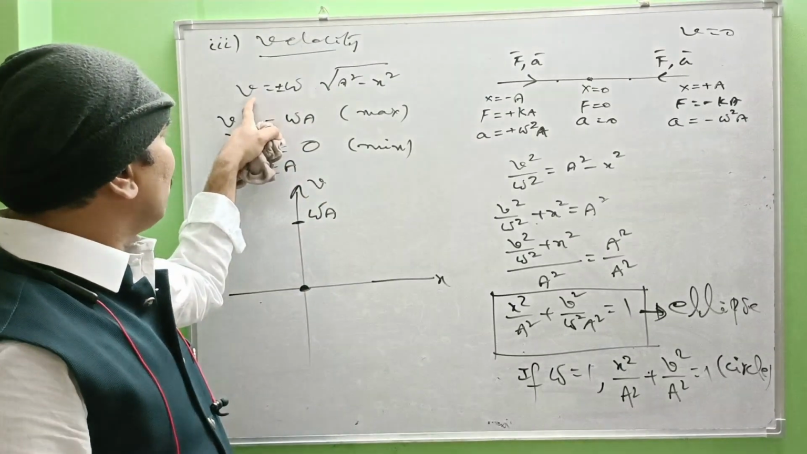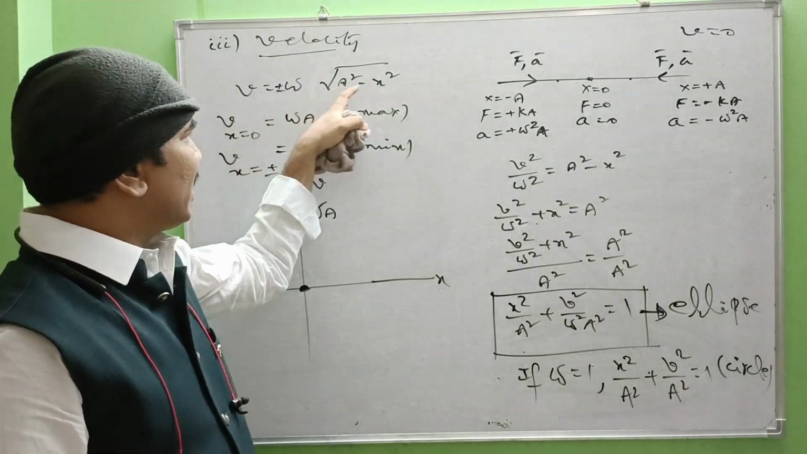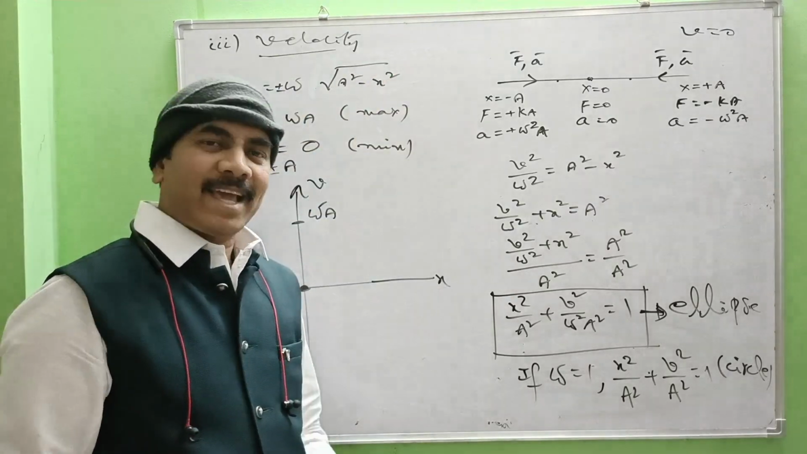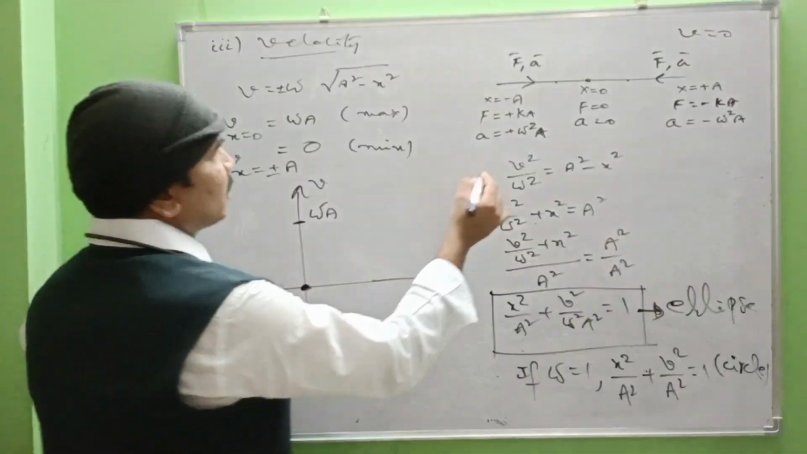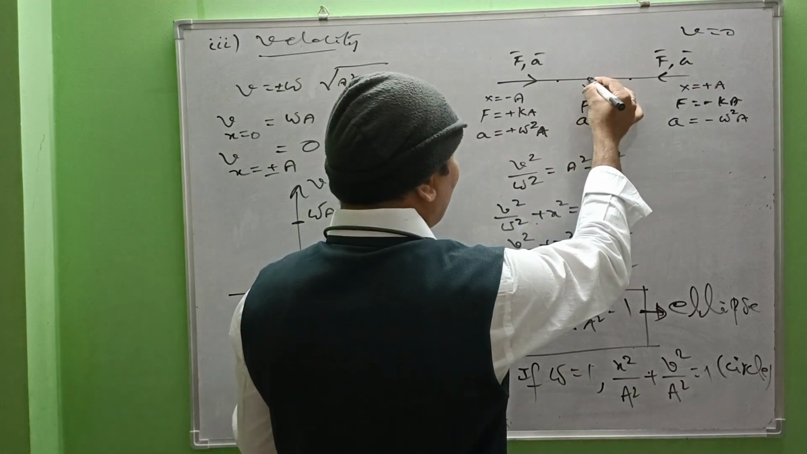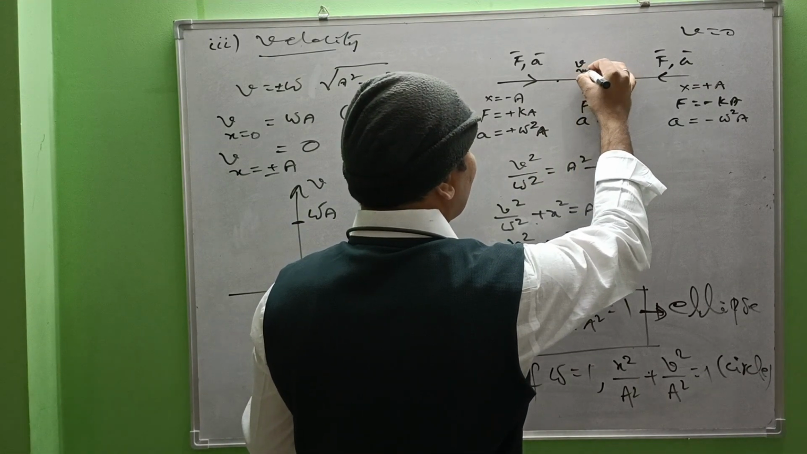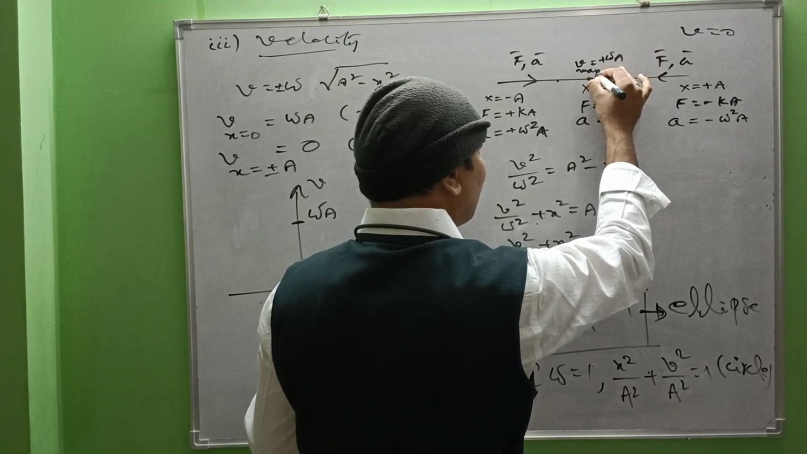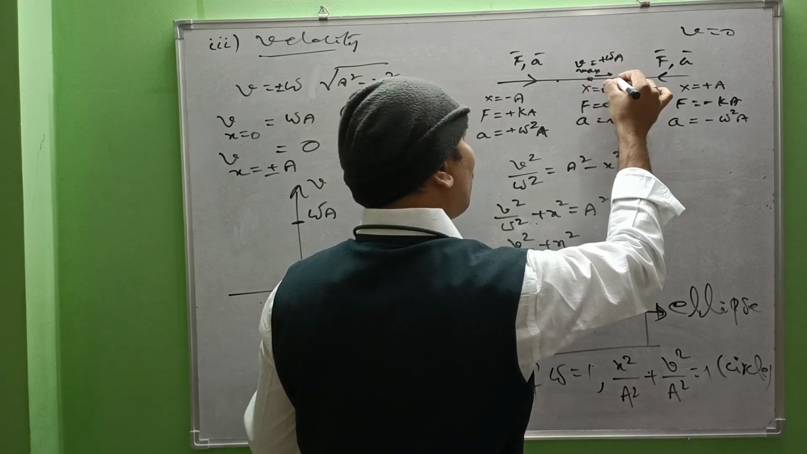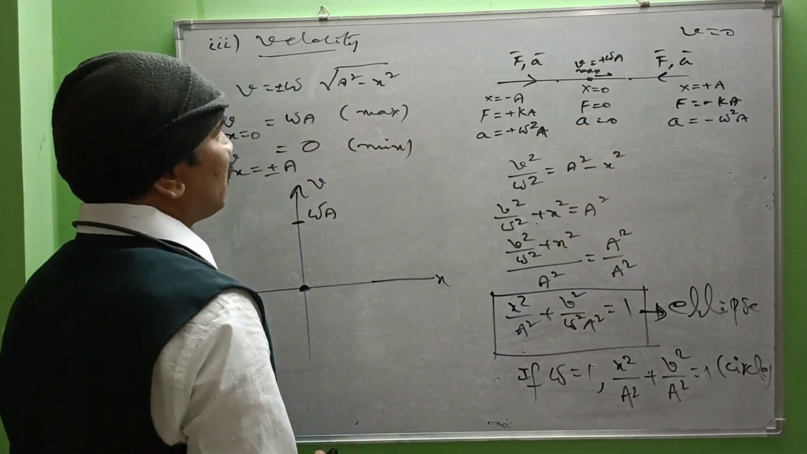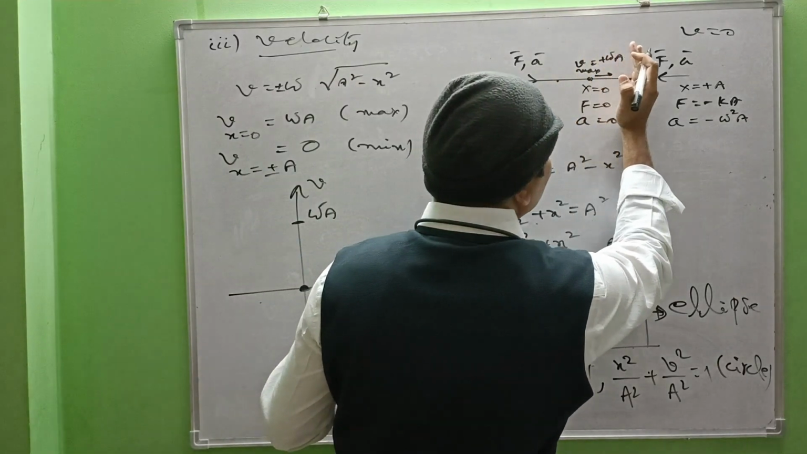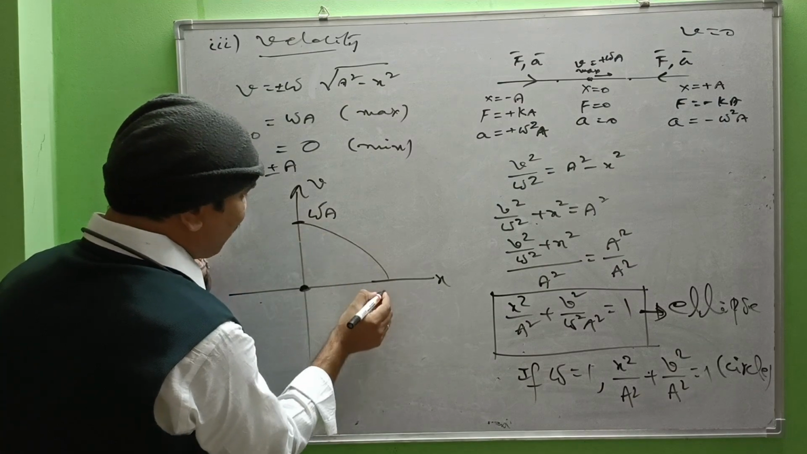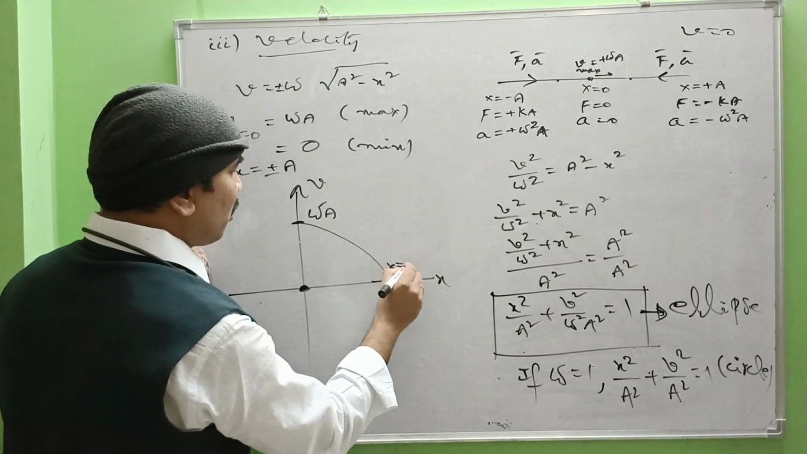In derivation, we have v square equal to omega square into a square minus x square. This implies that v equal to plus or minus omega into root over a square minus x square. So, at mean position, v max equal to plus omega a. When it passes the mean position rightwards, v becomes plus omega a. So gradually speed decreases and becomes zero at the extreme position, at x equal to plus a.